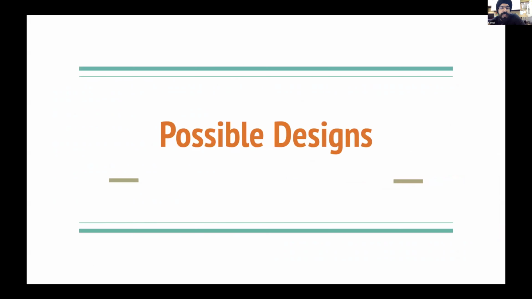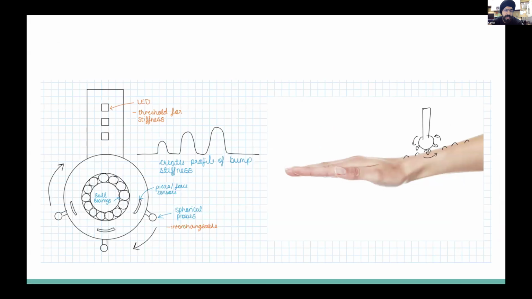There are a few possible designs. This is one of the designs that Indumita scribbled. This was just a fast sketch, but I was thinking in the realm of a pizza cutter basically, where you just roll it against your arm along the bumps, and it could be modular, so you can change the size and the shape of the probes on the end of the rotating wheel, and then you can create a profile of the bump elasticity along the skin.